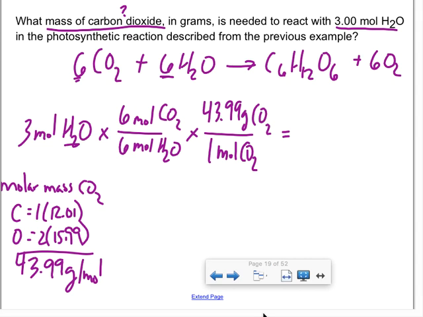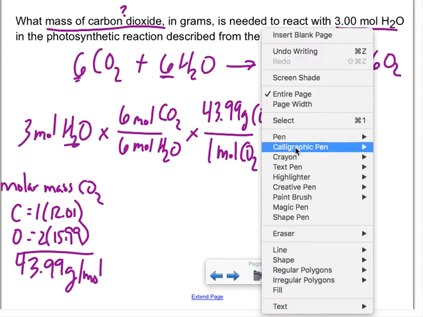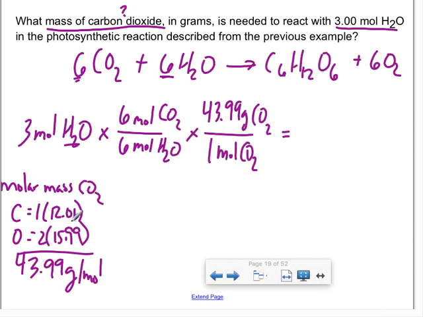Okay, so now all you got to do is punch it in your calculator and get your answer. So moles of water will cancel. Moles of CO2 will cancel. I should be left with grams of CO2. I punch this in my calculator. 3 times 6 divided by 6 times 43.99 gives me about 131.97 grams. Somewhere around there. So that's going from moles to grams.